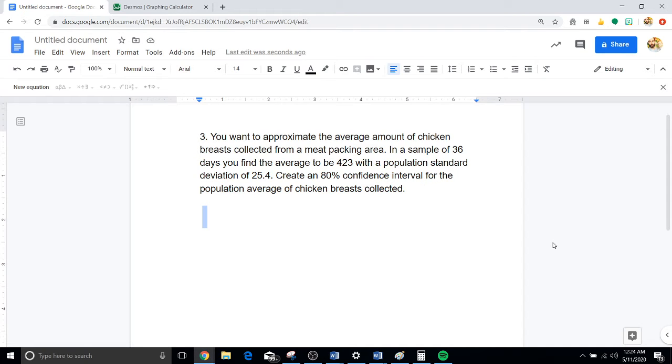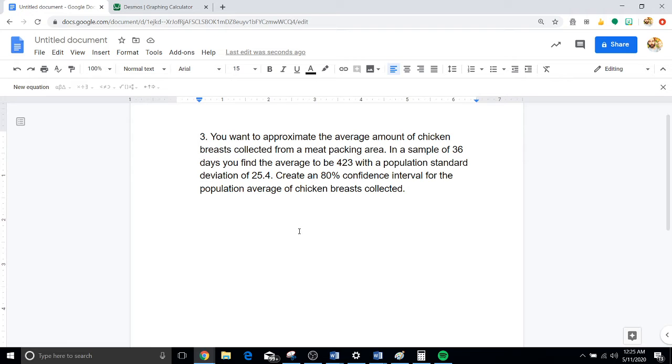All right, guys, for our final example here, it says you want to approximate the average amount of chicken breasts collected from a meatpacking area. In a sample of 36 days, you find the average to be 423 with a population standard deviation of 25.4. Create an 80% confidence interval for the population average of chicken breasts collected.